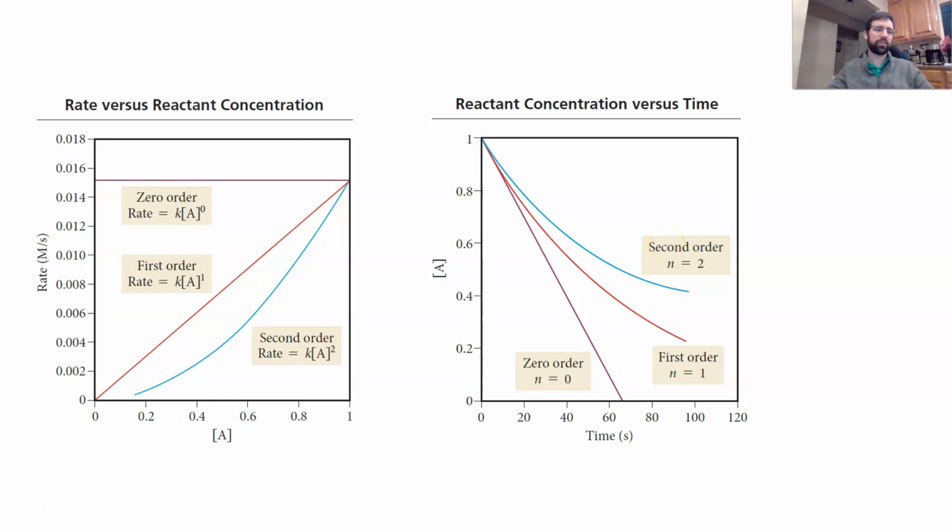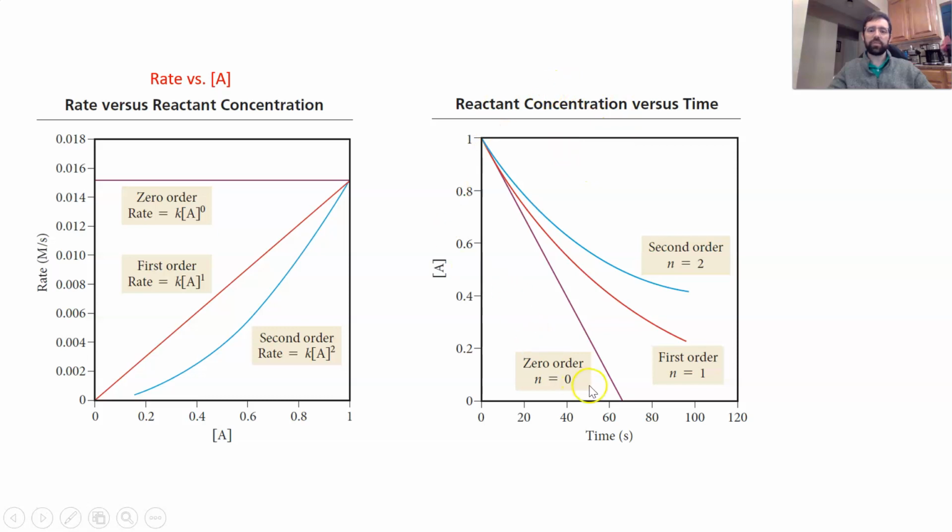All right, we've got a couple graphs here we want to evaluate. The first one is rate versus reactant concentration, which you can think of as rate versus [A], the concentration of A. You see that [A] is the x-axis, rate in molarity per second is the y-axis. A couple things we want to notice about that, and we'll come back to it.